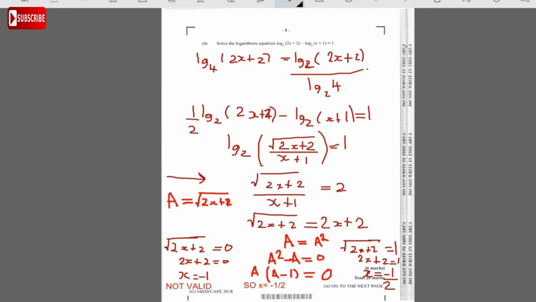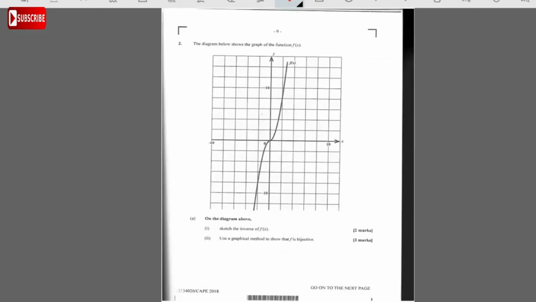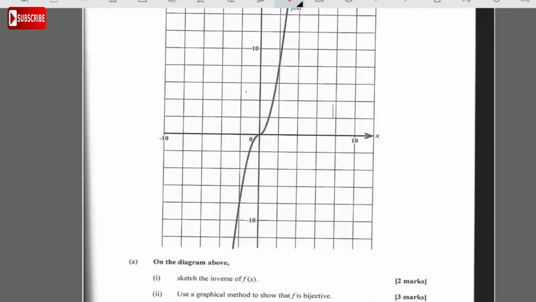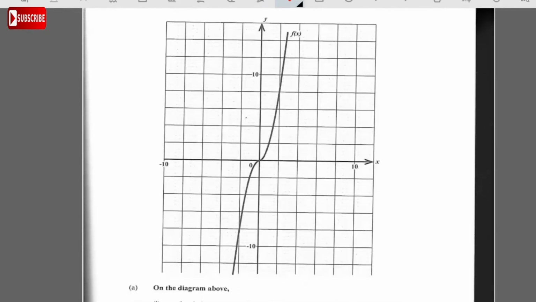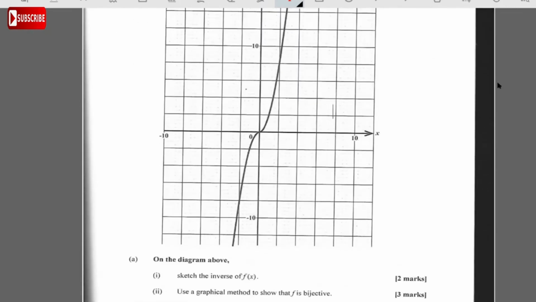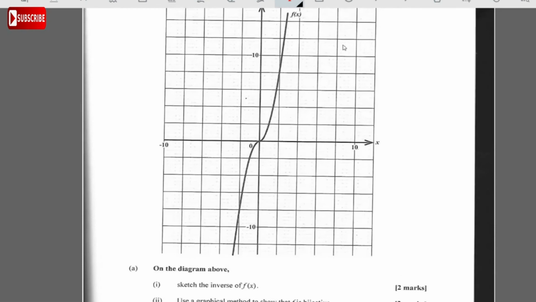Nice. Moving right along. Question 2 says the diagram below shows the graph of the function f of x. It says sketch the inverse of f of x. So let's do that. Sketch the inverse of this function. I like to do this first. I like to draw the line y equal x before I sketch the inverse.